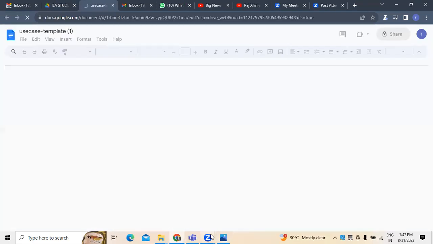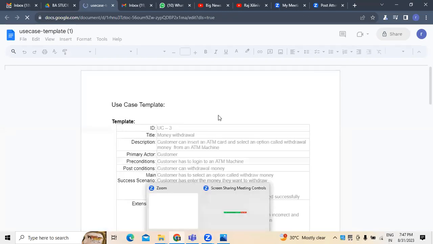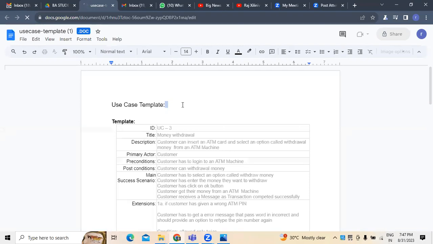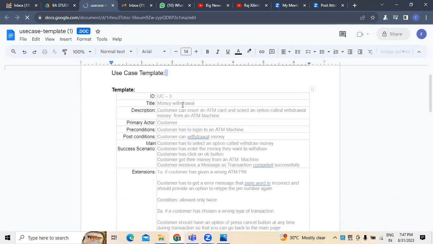Vikrant, Anand. Yes, Raj. Okay, right. So this is the use case template you can see, right? This is a use case template which we normally use. I think you guys can see it, right?